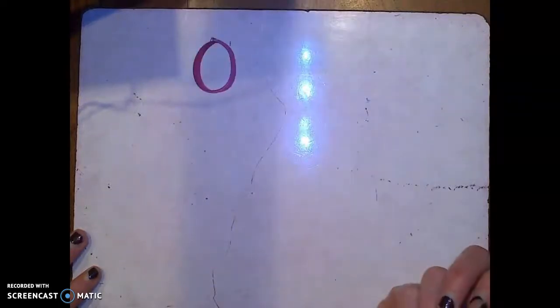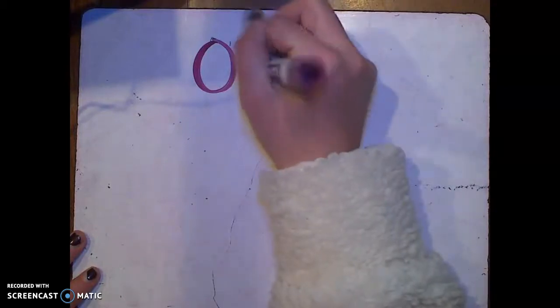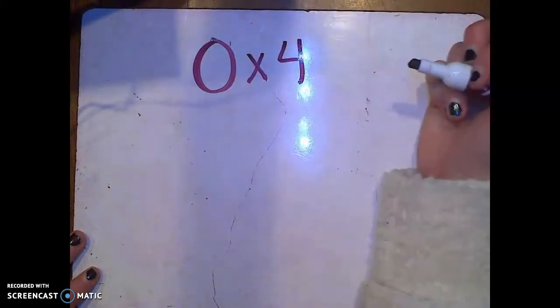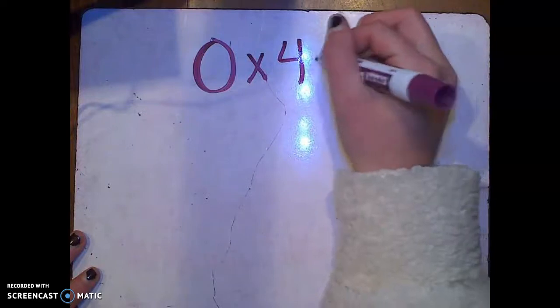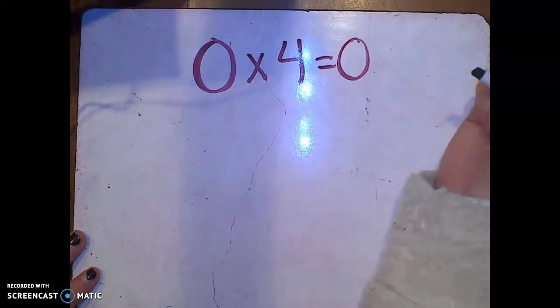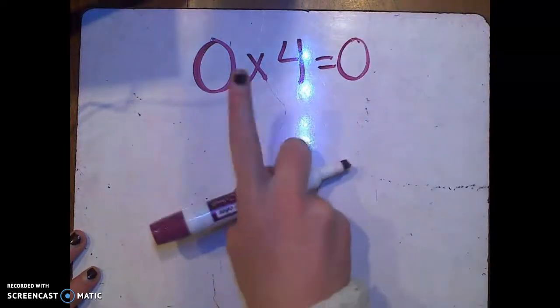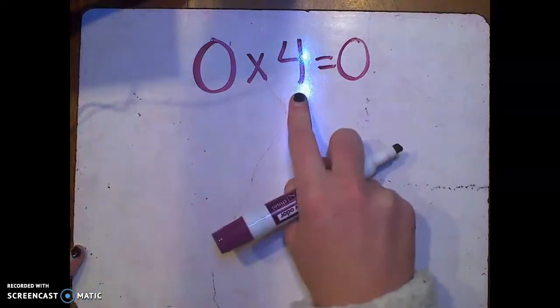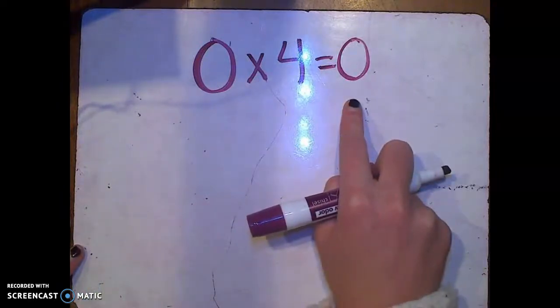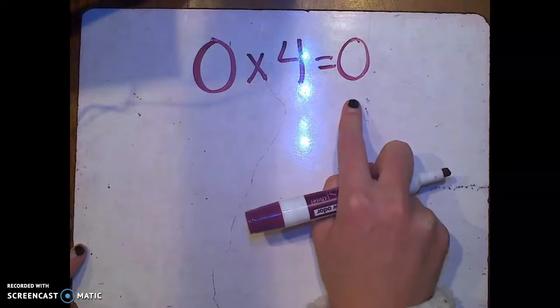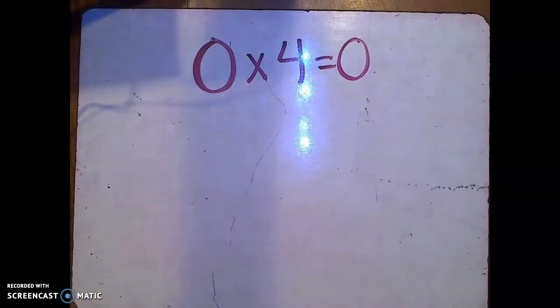Okay, now that we've mastered ones, let's talk about this number, 0. Let's say I have 0 groups of 4. How many do I have? 0. If I have 0 groups of 4 cookies, how many do I have altogether? 0. Any number times 0 is 0.